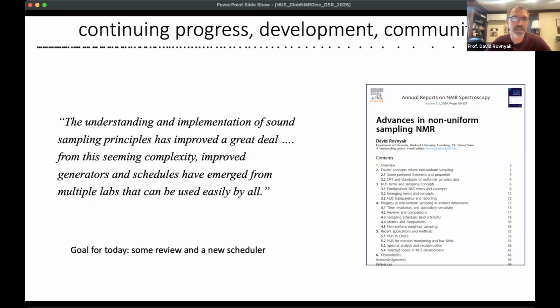So for this second part, I'm going to be reinforcing some of the things that you heard in that fantastic presentation, and also sharing some of the frameworks that you can bring to thinking about designing NUS strategies.